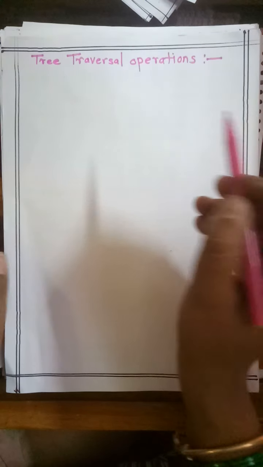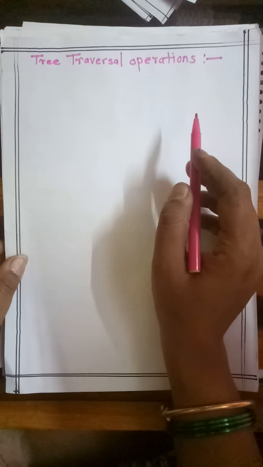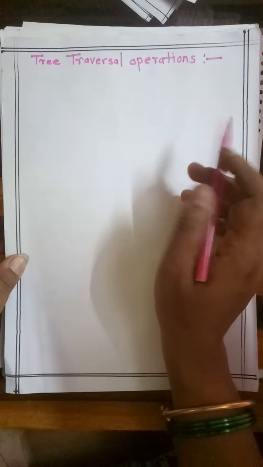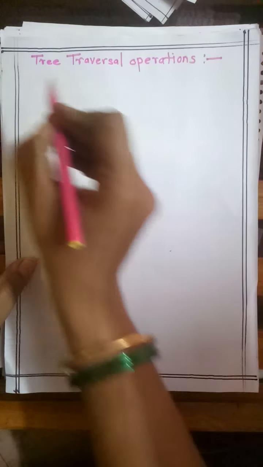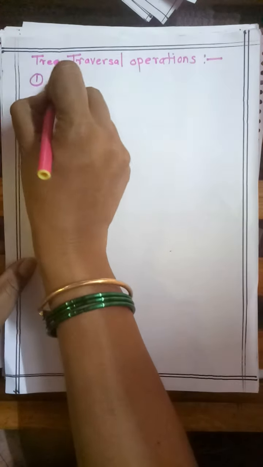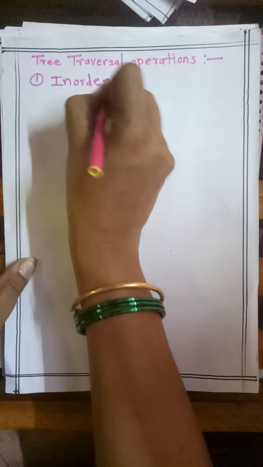Hello friend, today we are going to discuss the tree traversal operation. In the binary search tree there are three types of tree traversal technique. First one is the in order traversal.